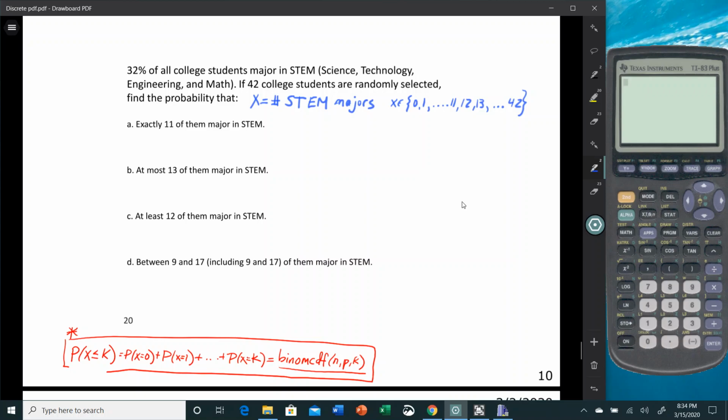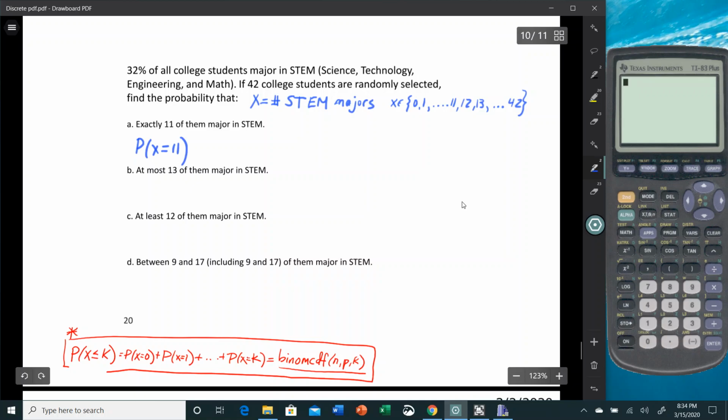So the random variable here, x, is counting the number of STEM majors. And since there are 42 students selected, the random variable can be any of the numbers between 0 and 42. So in Part A, we want the probability exactly 11 of them are STEM majors. So in Part A, we want the probability that x is equal to 11.